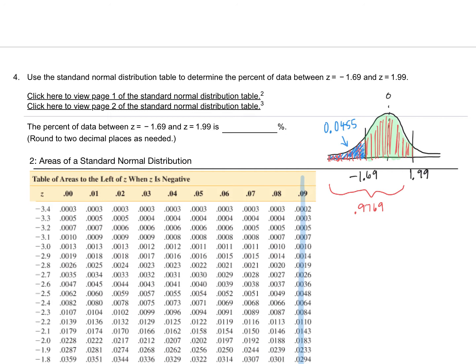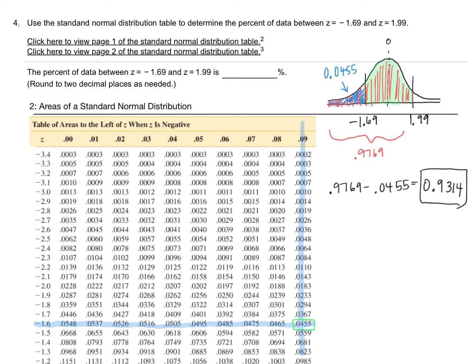And so now to find the area that's just green, we subtract these two numbers. So 0.9769 minus 0.0455, and that gives us 0.9314. So 0.9314 will be the area that we're looking for.